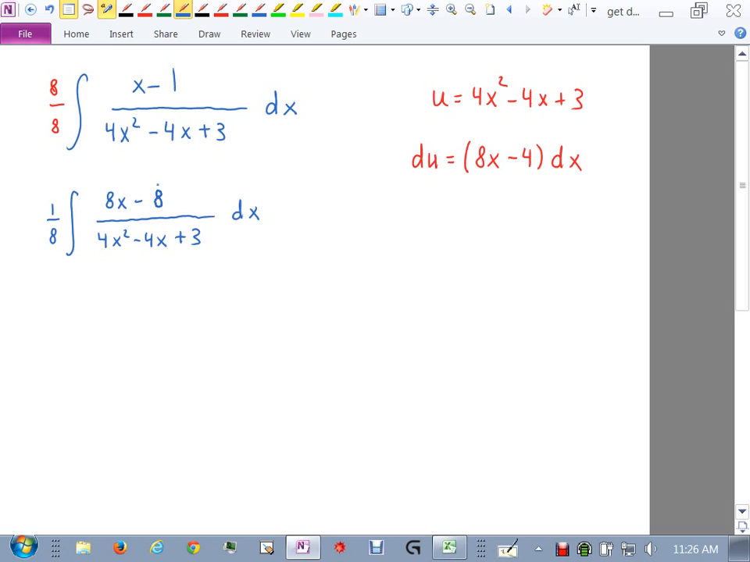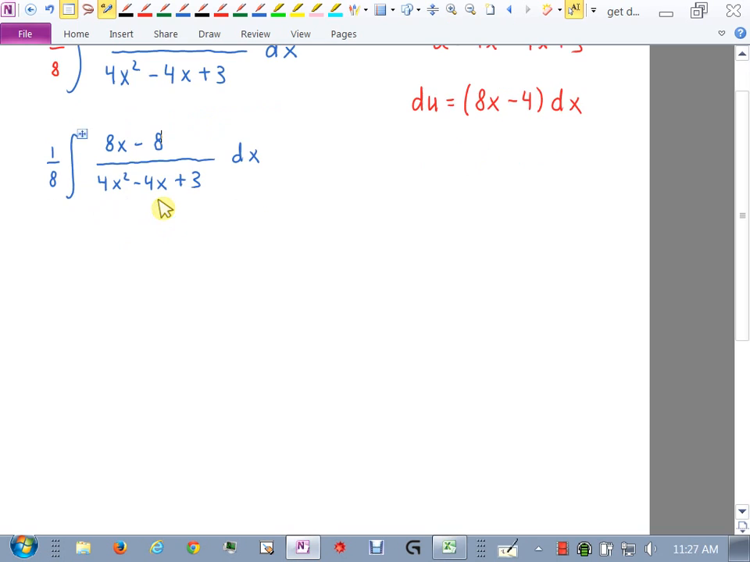But now I need a minus 4, don't I? So how am I going to get a minus 4 out of this? We can subtract and add it, right? So now I rewrite the problem. 8x, I subtract 4. I'll put it in a different color so you realize I did something here. Subtract and add 4, but I still had what there? Minus 8. And then over 4x squared minus 4x plus 3.